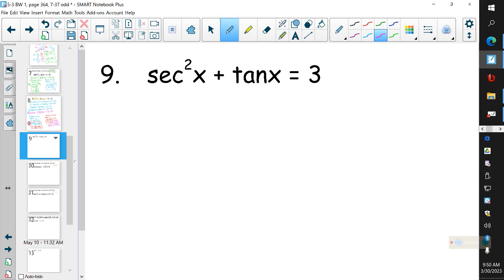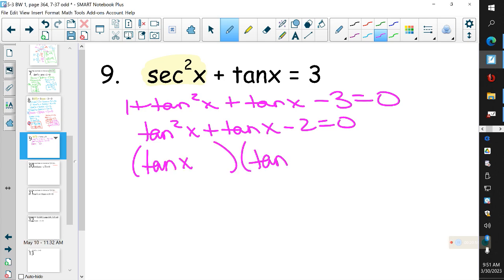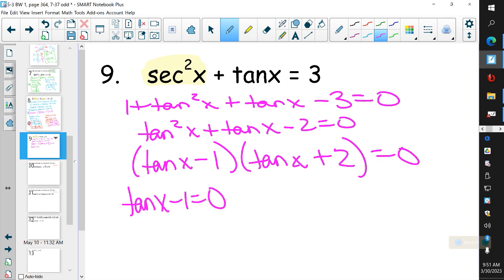Now in this problem, again, I have 2 different trig functions. I'm going to take my squared one and I'm going to make a substitution, making that 1 plus tan squared of x plus the tangent of x minus 3 is equal to 0. So I'm doing a couple things at one time here. So I have tan squared plus the tangent of x minus 2 is equal to 0. And again, factoring. Factors are 1 and 2, and I need to have a positive one, so the 2 is positive and the 1 is negative. So I have the tangent of x minus 1 is equal to 0. So the tangent of x is equal to 1, so x is equal to the tan inverse of 1.